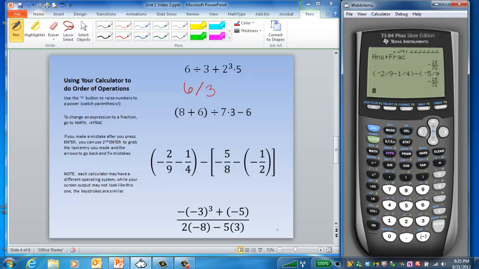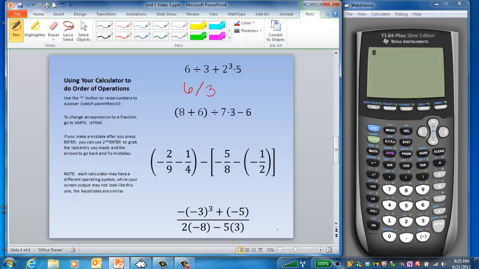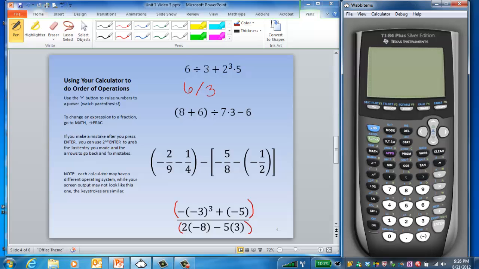Okay, I'm going to clear this out. Do the last one on this page. Here's what I was talking about with the fraction bar making some grouping symbols. I have a numerator and a denominator. So I need to make sure I tell the calculator, hey, do all the stuff in the numerator first. Then I'm going to do all the stuff in the denominator. So you're actually going to be adding parentheses to this expression.